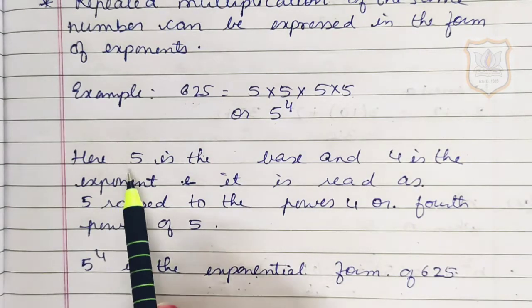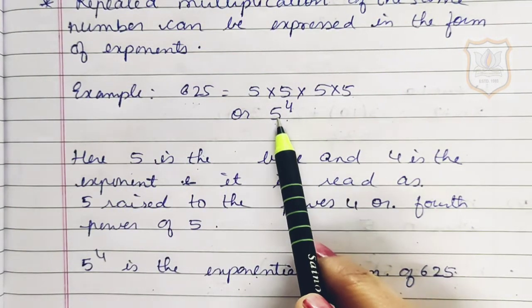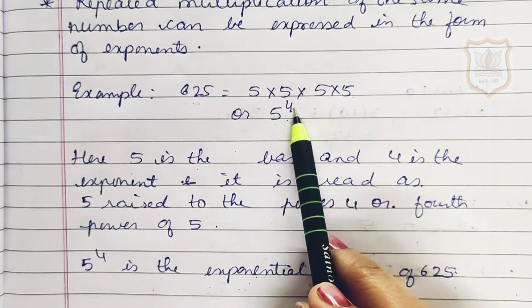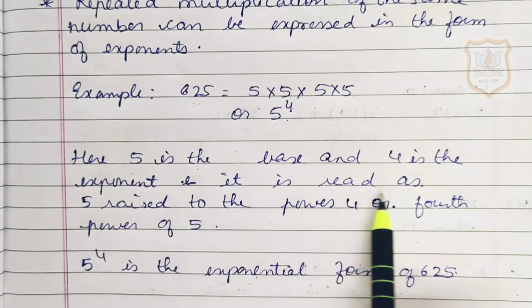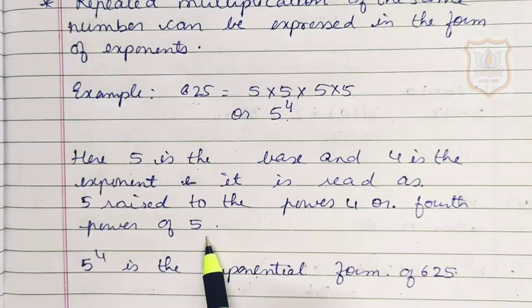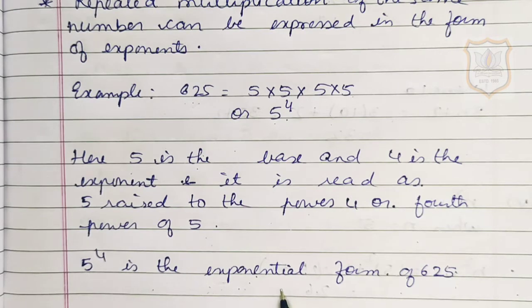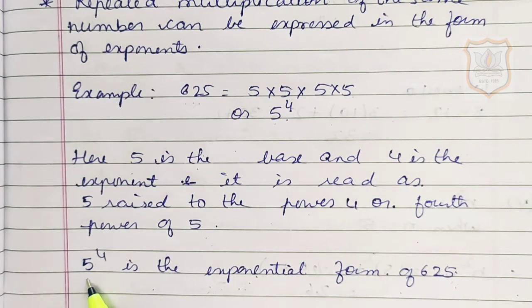हियर स्टूडेंट्स, 5 इज द बेस एंड 4 इज द एक्सपोनेंट और पावर. जो 5 है वो बेस है एंड 4 जो है वो एक्सपोनेंट है, एंड इट इज रेड एज 5 रेज टू पावर 4 और 4th पावर ऑफ 5. And 5 raised to power 4 is the exponential form of 625. Students, 625 का exponential form जो होता है वो इस तरह से लिखा जाता है 5 raised to power 4.